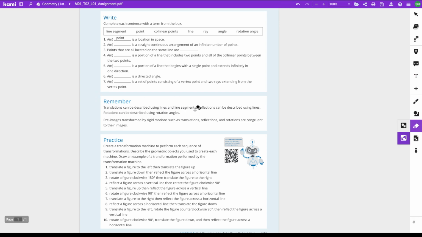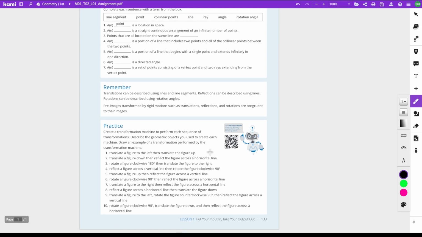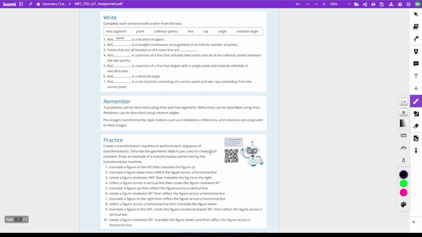translations can be described using lines and line segments. So for this assignment, we're going to be making transformation machines. And essentially, the transformation machines is a concept that the book has come up with, which is basically just a combination of line segments, lines and rotation angles that we can use to describe transformations like translations, reflections, and rotations of shapes. So when we're doing this assignment, this is what you should know.